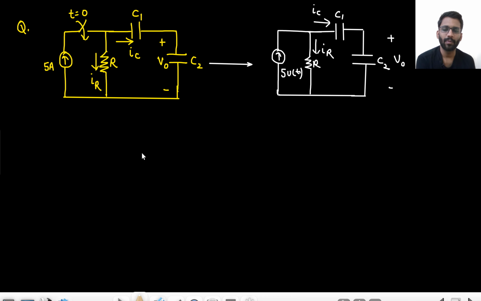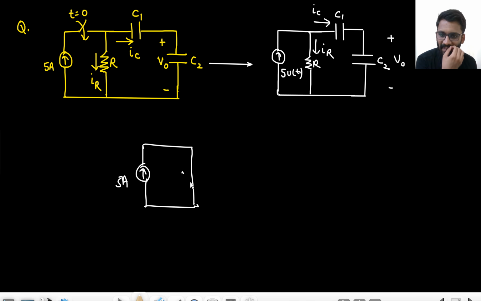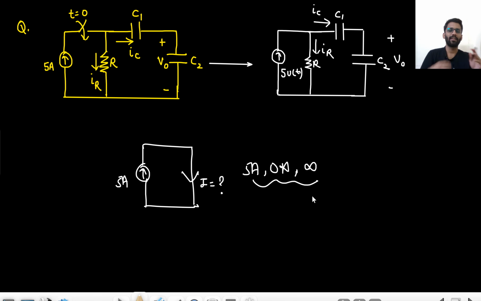Before starting this problem, I want to ask you one question. This is a current source of 5 ampere and this is a short circuit path. Now tell me, what is the value of I? Is this 5 ampere, 0 ampere or infinite ampere? Three options are there. You need to choose one. What is your answer?